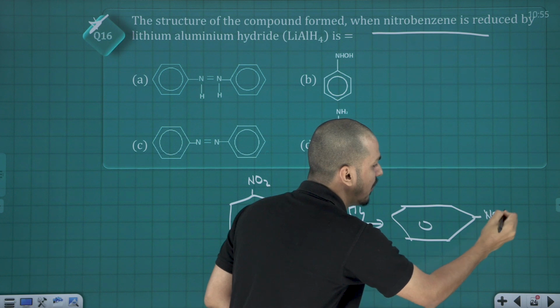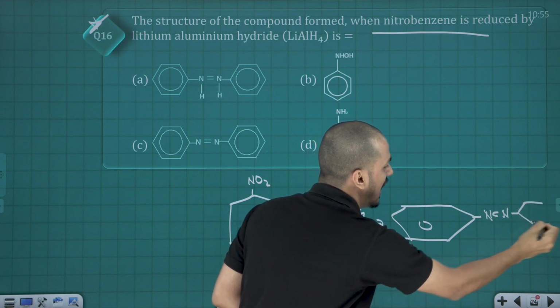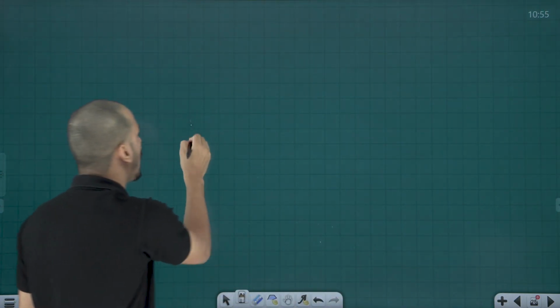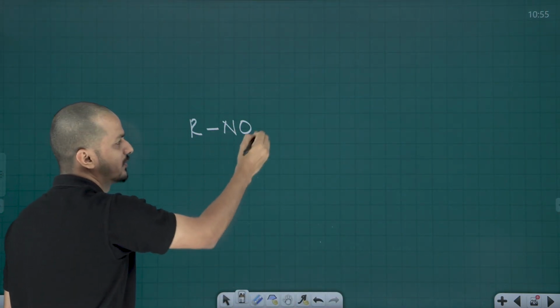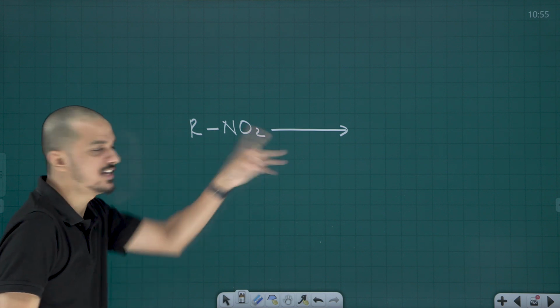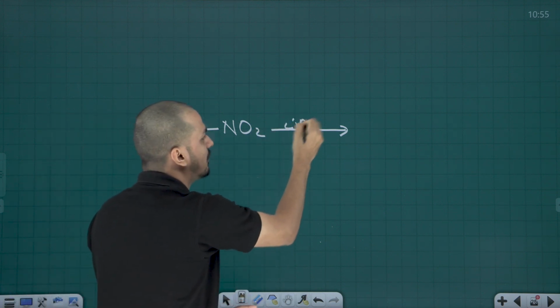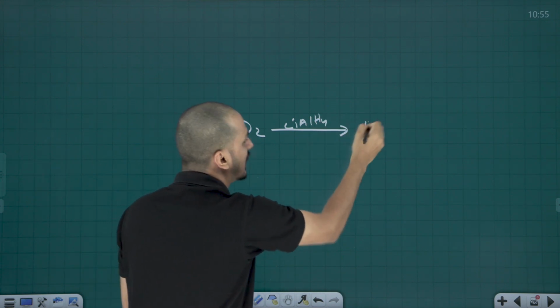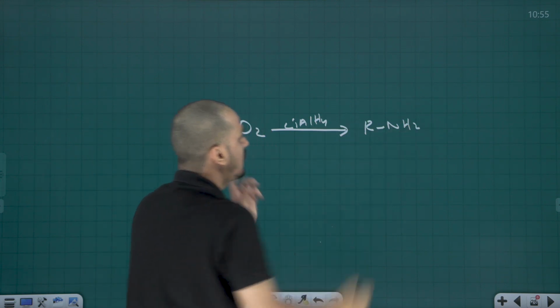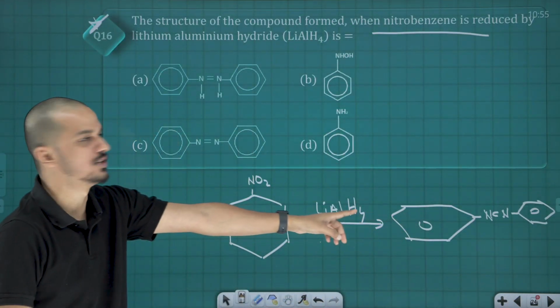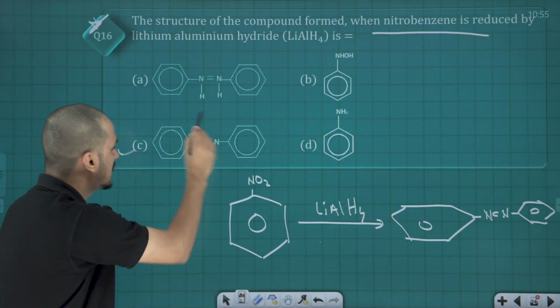Benzene, N double bond N, benzene: azobenzene you will get. But if you are taking a normal aliphatic nitro compound, CH3NO2, and you are treating it with lithium aluminum hydride, then you will get RNH2. Aliphatic means amine, and if it is aromatic, you will get azobenzene. So what's the answer? Option C is the correct answer.